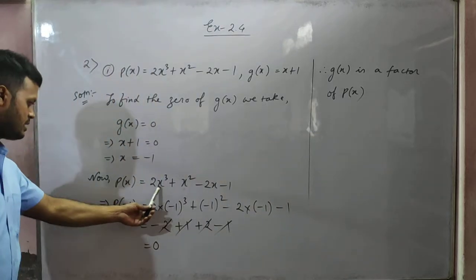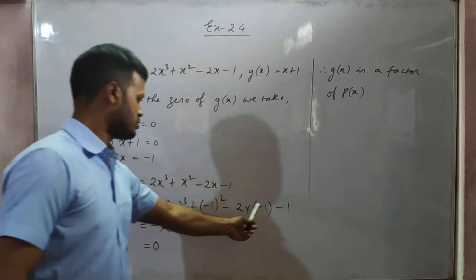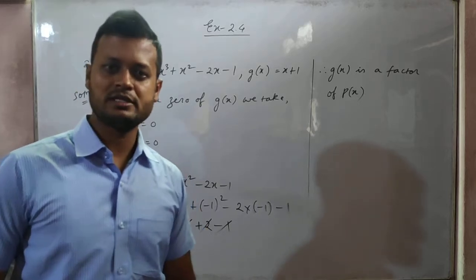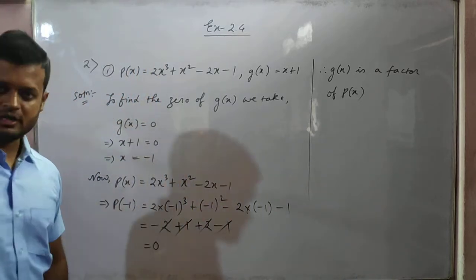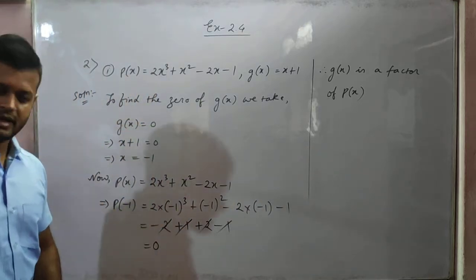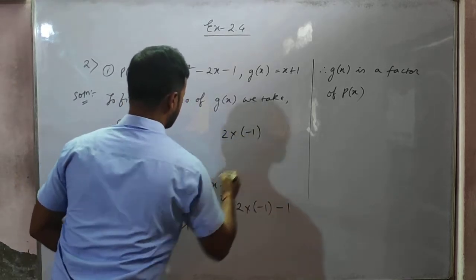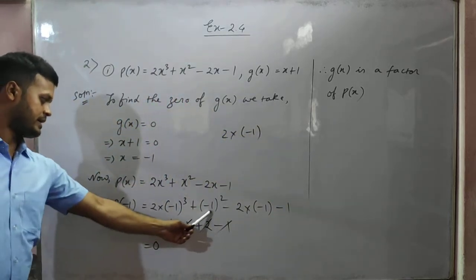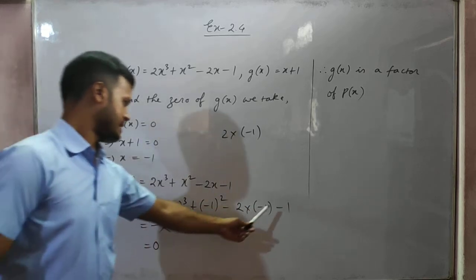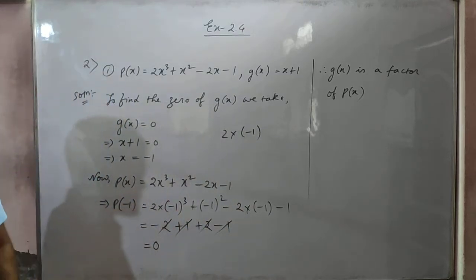So I am putting here minus 1 in place of x. So minus 1 whole cube, minus 1 whole square, 2 into minus 1 and minus 1. Minus 1 whole cube: 3 is an odd number, so if the power is an odd number, then it will become minus. 2 into minus 1 will become minus 2. Minus 1 square will be plus 1, and this minus becomes plus 2 into 1 which is 2, and at last minus 1. Plus 1 and minus 1 cancel, minus 2 and plus 2 cancel. What is the answer? 0, students.